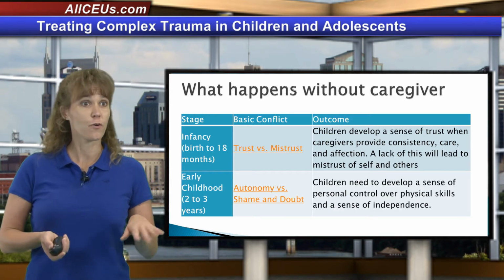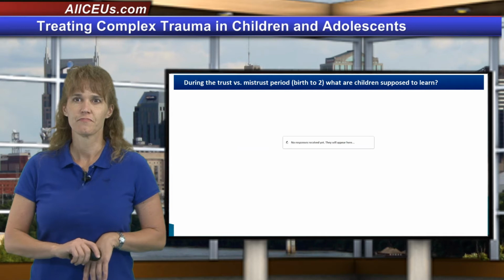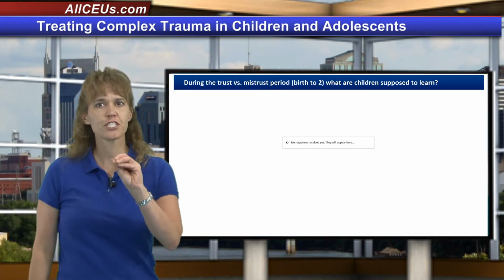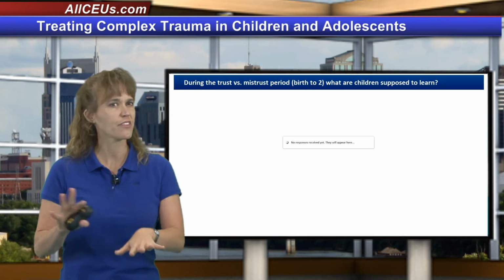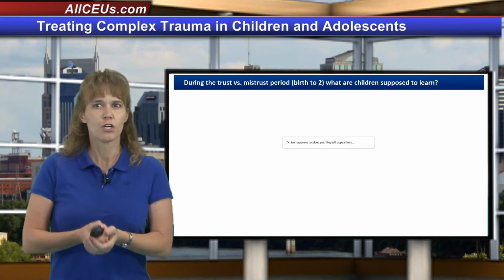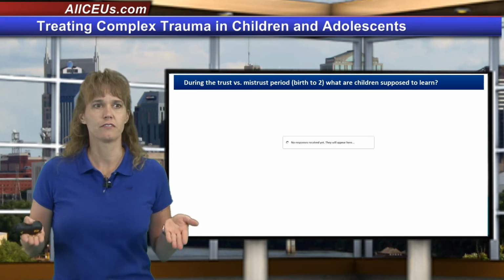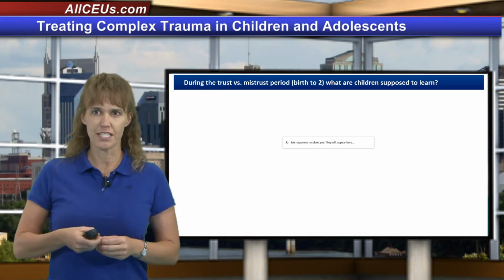So, next poll question's coming up. During the trust versus mistrust period, birth to 18 months, birth to 2 years, what are children supposed to learn? And we talked about some of that just a few minutes ago.